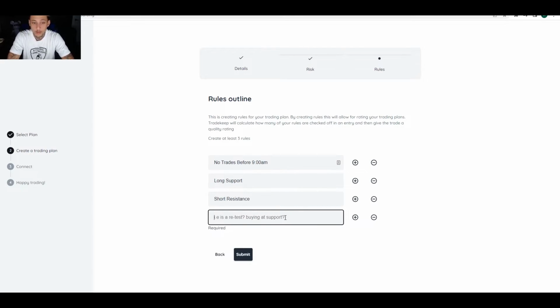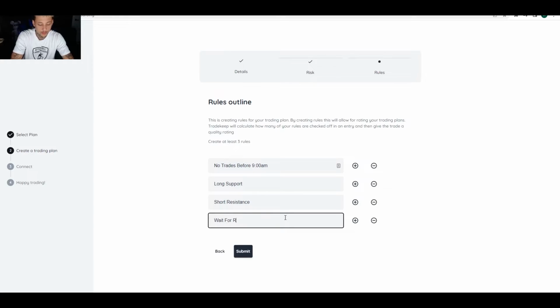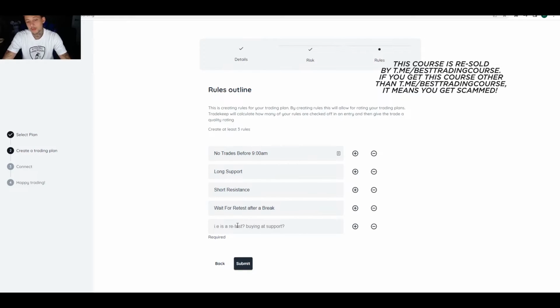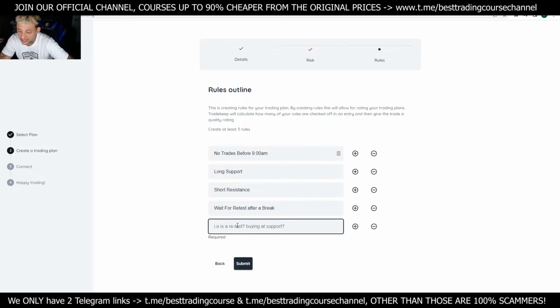But basically, right, what we're going to be doing is no trades before 9 a.m., long support, short resistance, wait for retests after a break, etc., etc. And I mean, you guys kind of get the point. At this time, you can add an endless amount of rules. So, you know, you can go into like the trades per day, etc., etc., and whatever the case might be, right?